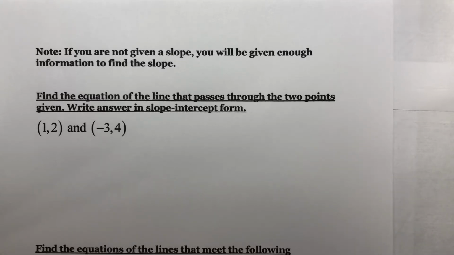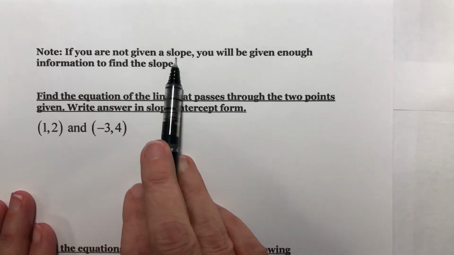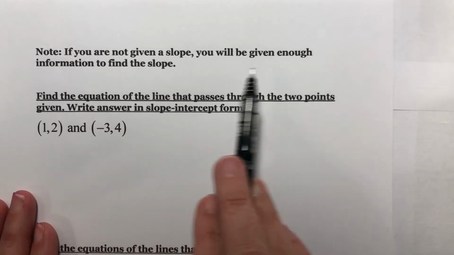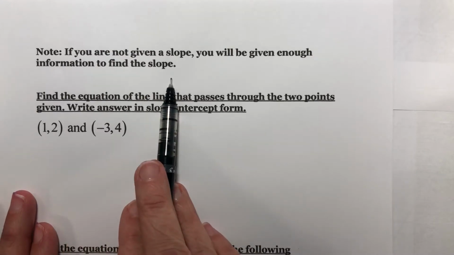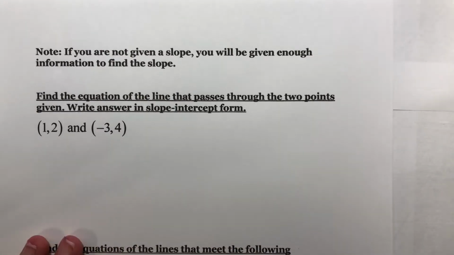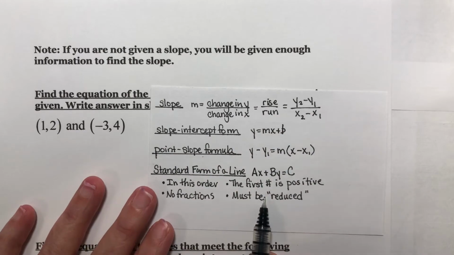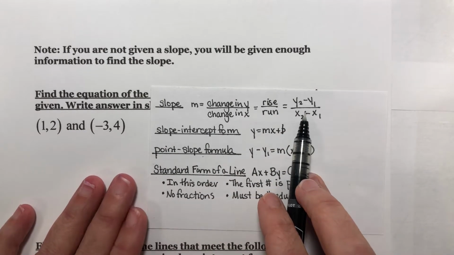Continuing sections 3.4 and 3.5, this is part 5. We have been given bits of information and we have been plugging them into formulas to get equations. Every one we've worked so far, we have been given the slope, but that's not always going to happen. If you are not given a slope, you will be given enough information to find the slope. So not only are we going to have to remember these formulas, we also need to remember these.